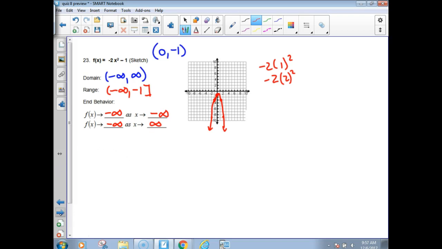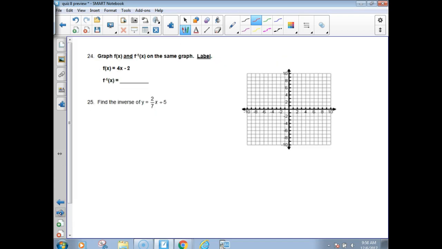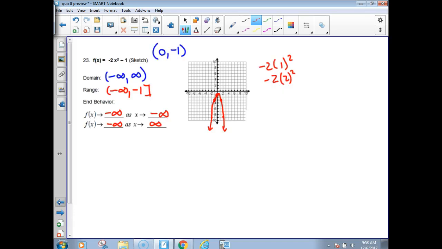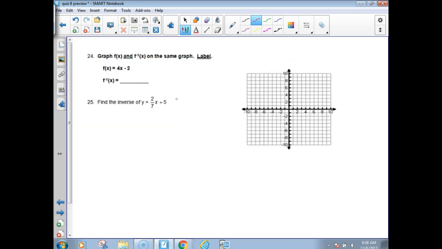Any questions about that? No? Okay. 24. Or did anybody still need that? All right. 24. Graph f of x and f inverse of x on the same graph and label. All right, the first graph, f of x, is 4x minus 2. So I'm going to go ahead and graph that. That's just a line that has a y-intercept of -2 and a slope of 4.